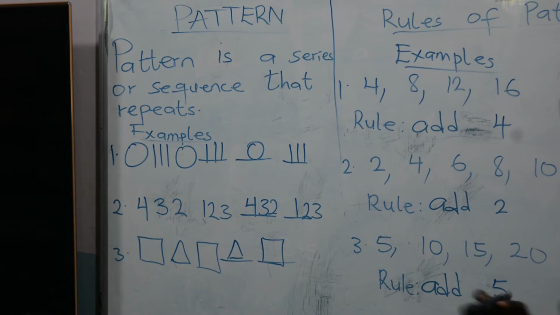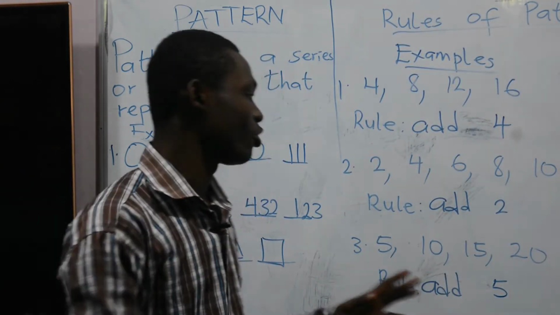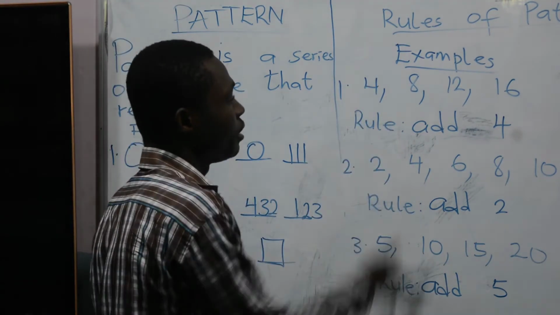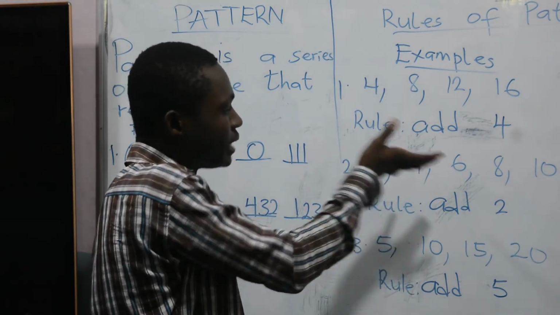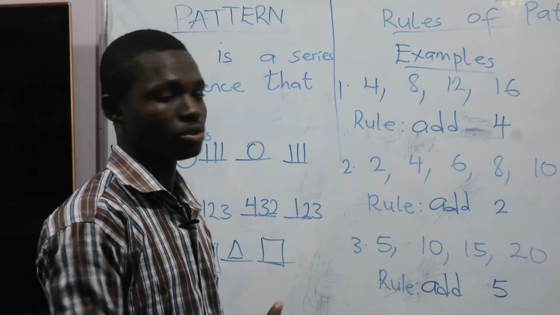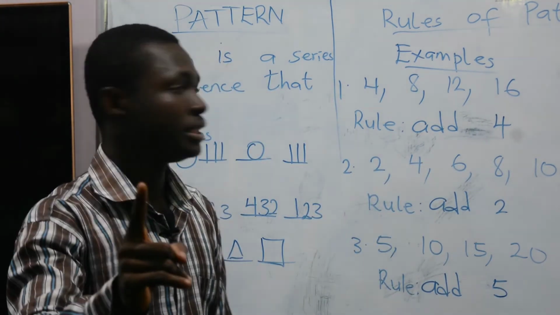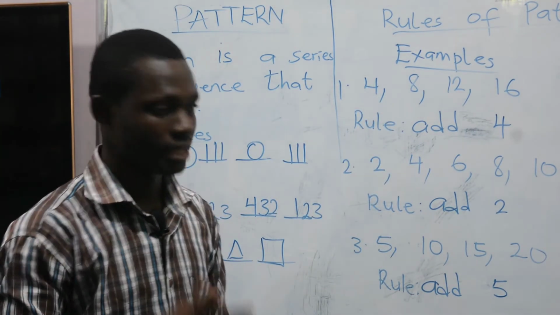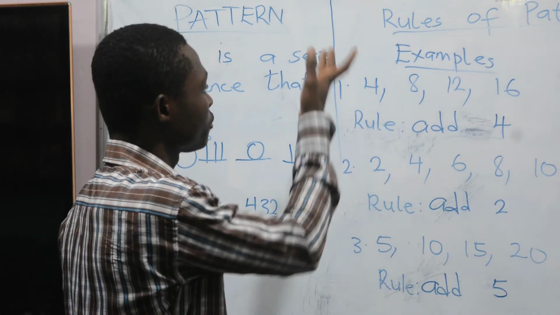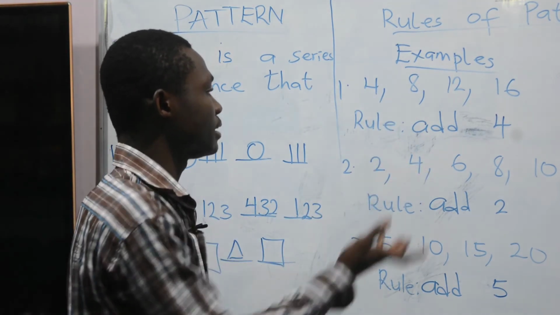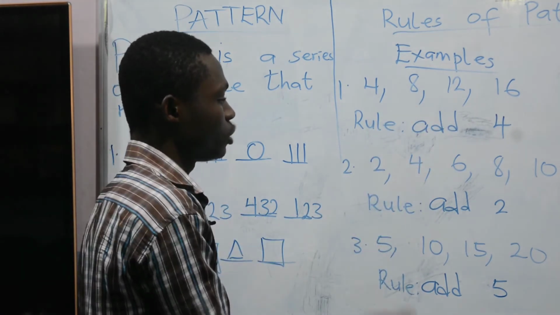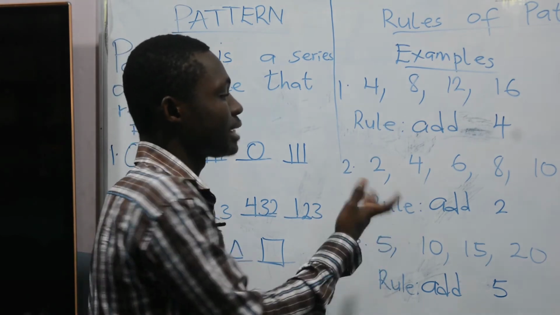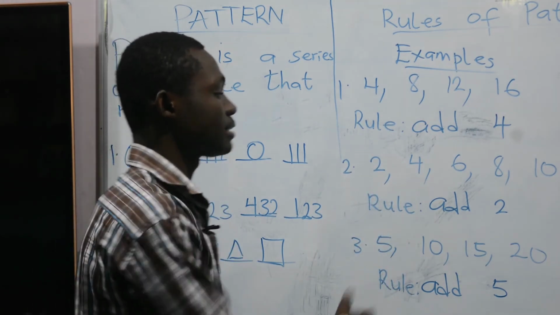Have you seen it? Have you all gotten it? So these are the ways that we use to get the rules. First, you find the difference, and then you compare the numbers. So when you look at question 1, 4, 8, 12, 16, the rule here is add 4. When you look at 2, 4, 6, 8, 10, the rule here is add 2. And the next is just add 5.